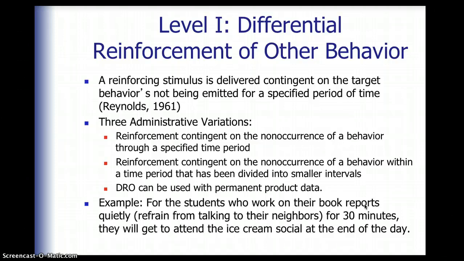So like a book report would be a permanent product data. And note that in this DRO, one of the variations is that reinforcement is contingent upon the non-occurrence of a behavior. So the behavior that in the example, we did not want them to talk to their neighbors. So as long as they did not talk to their neighbors by working on their book report quietly, then they would get to have that reinforcer.